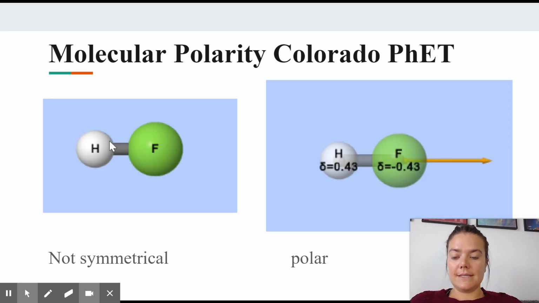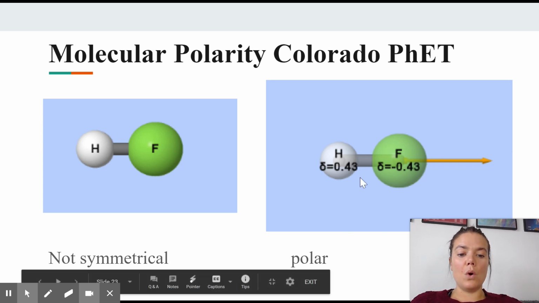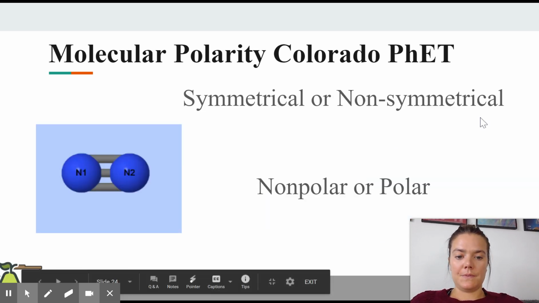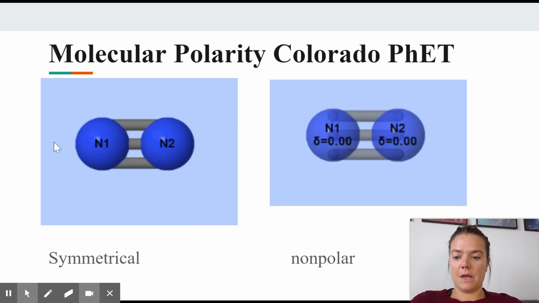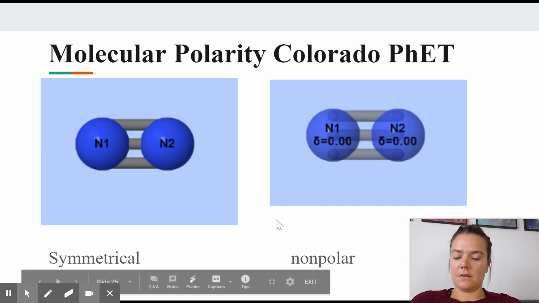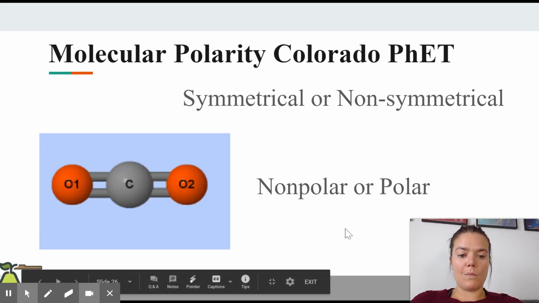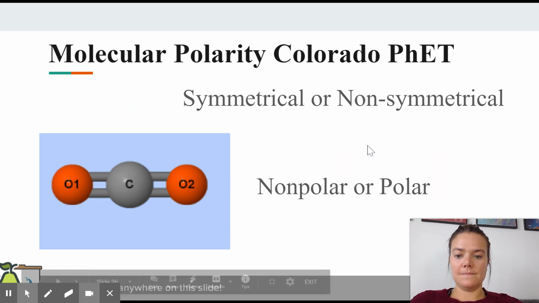Okay, so this is non-symmetrical. It is not symmetrical at all. If I put that line there, they are not the same on both sides. This again also proves it. We're going to be looking for this yellow arrow showing that there's a pull of electrons and there's some non-symmetry there. So that means this is a polar molecule. All right, what about this one? So it is symmetrical. If I cut it this way, or this way, or this way, no matter what, it is the same, which means that it is nonpolar.